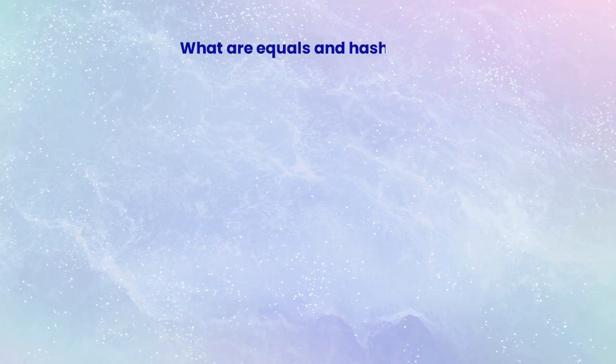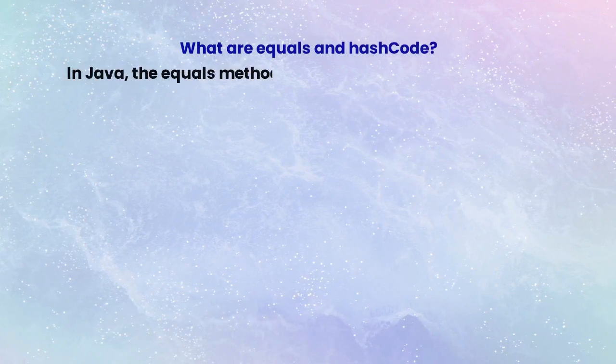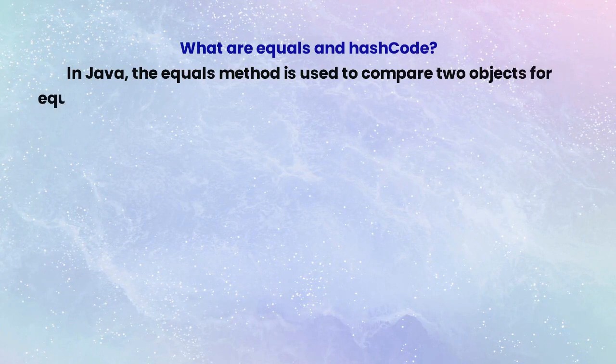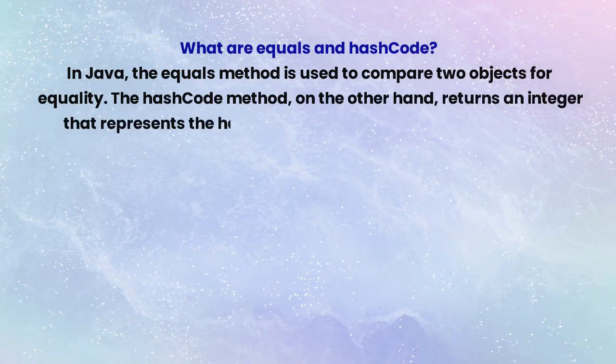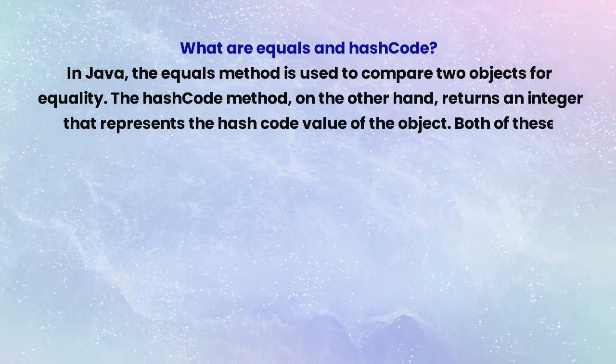In today's video, we'll be discussing the equals and hashcode contract in Java. What are equals and hashcode? In Java, the equals method is used to compare two objects for equality. The hashcode method, on the other hand, returns an integer that represents the hashcode value of the object.